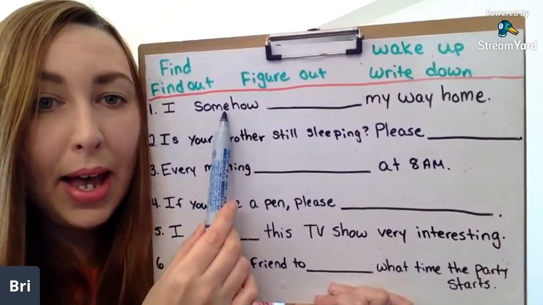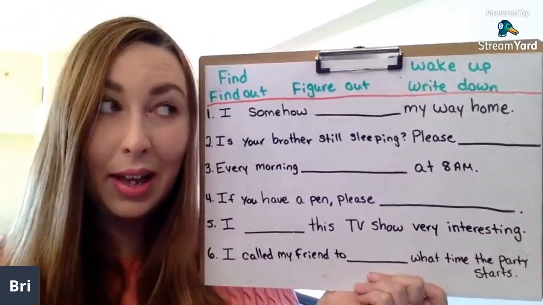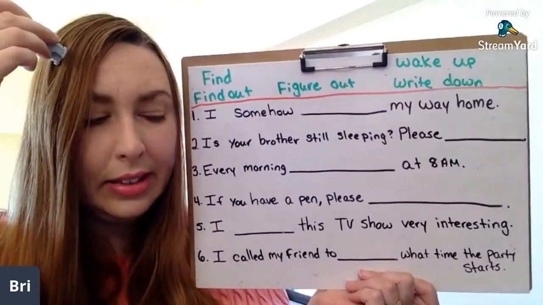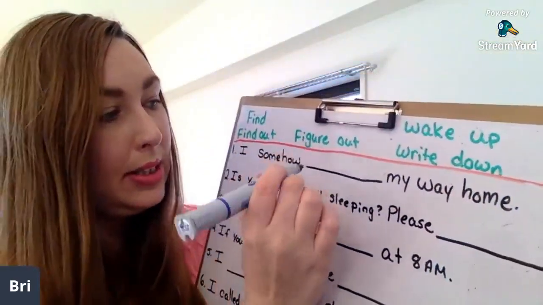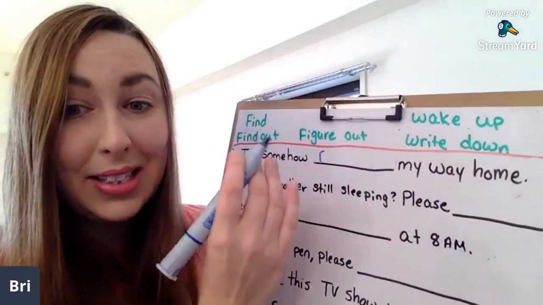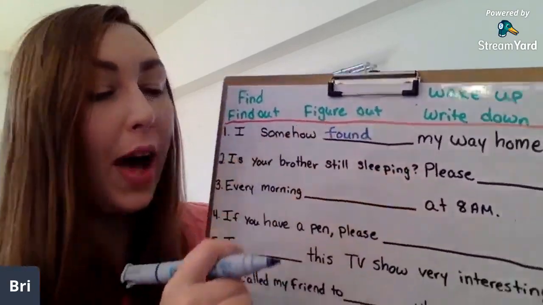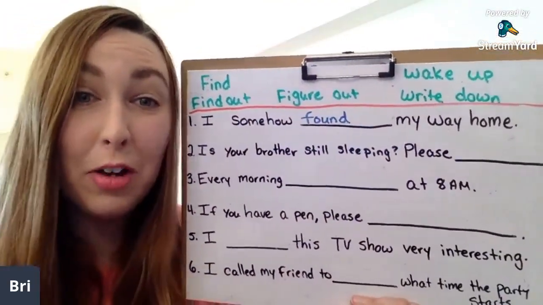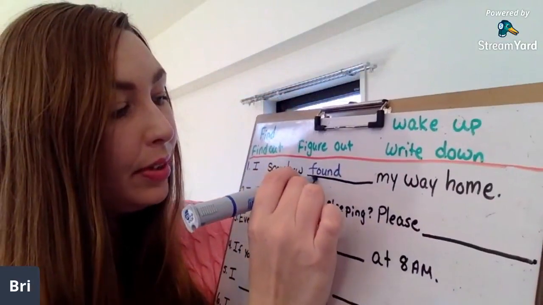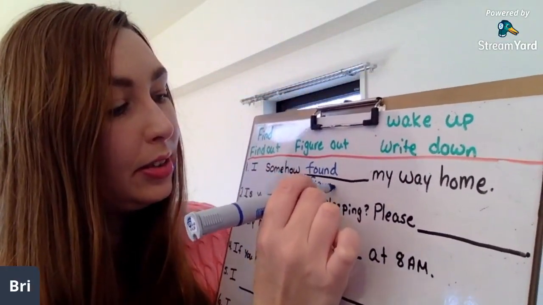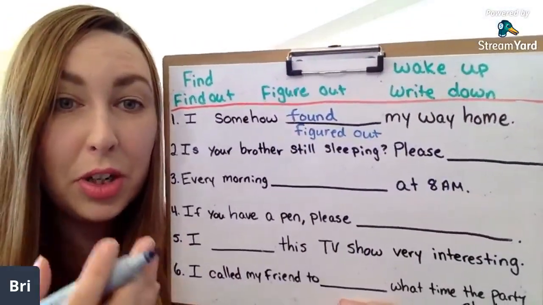So I somehow my way home. So maybe I was lost. I was lost and I had to think and I had to get home, right? So there are 2 that are correct here. We could say, I'm going to put this in the past tense, I somehow found my way home would be correct. I somehow found my way home. Or we could also say, I somehow figured out my way home. So both of these could be correct.